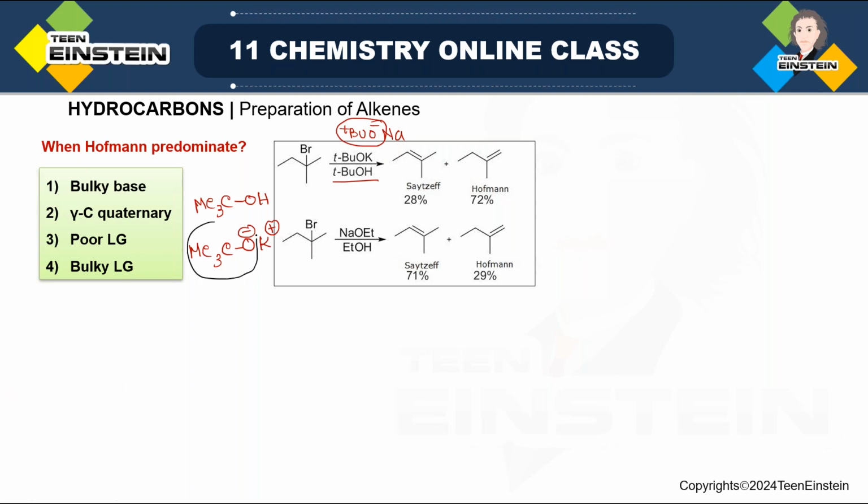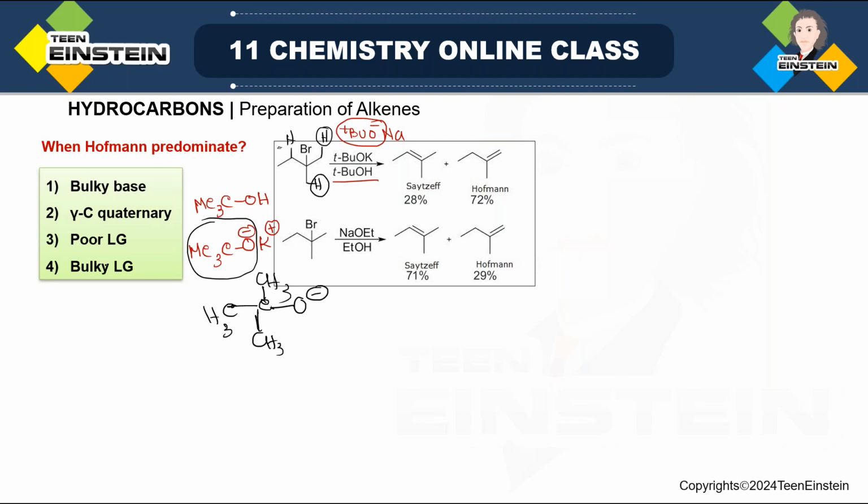And look at this base. This is so bulky, isn't it? I have written it in this way, so you may be wondering how it is bulky. But if I write it like this, isn't it bulky? So when this bulky base approaches this substrate, there are different types of beta hydrogen. This is one type of beta hydrogen. This is another type of beta hydrogen. This is also the same. These two are equivalent.